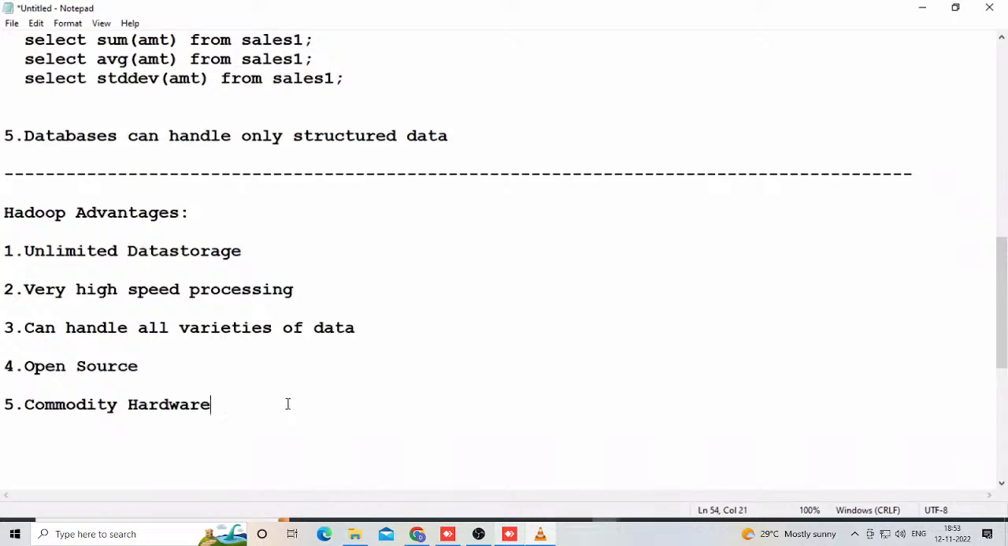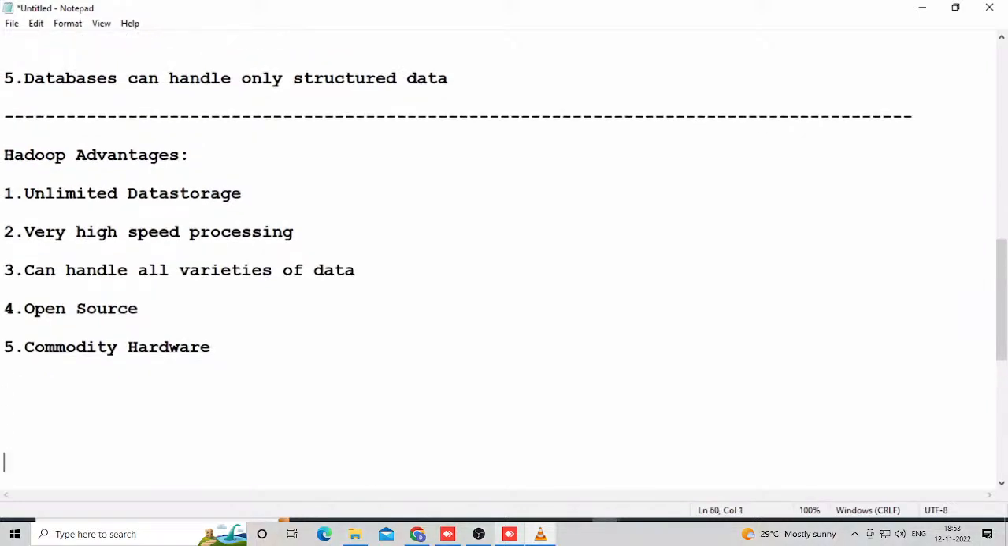Very high speed processing means there was a test. Yahoo conducted a test to check the speed of various databases by taking a table. Hadoop supports parallel processing, so it has very high speed processing because of parallel processing.